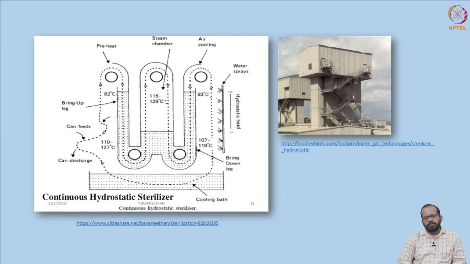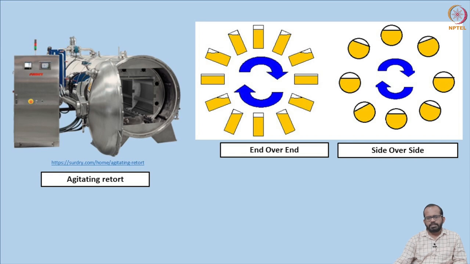And there are also continuous hydrostatic sterilizers, where high hydrostatic pressure is used instead of steam pressure, for applying a particular pressure so that a particular temperature can be applied. And also agitating retorts are there. In the case of agitating retorts, we use different kinds of rotation. One is side over side rotation, and end over end rotation is also provided.